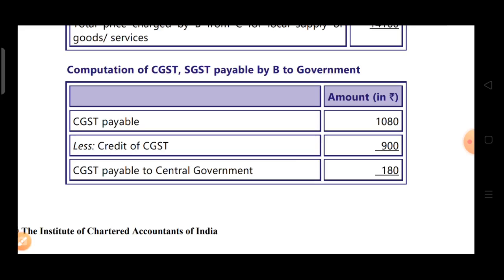Now 180, we don't have any. After setting off this 900 CGST credit, we just have SGST credit of 900, and we all know that SGST credit cannot be utilized to set off CGST payable. So net tax comes to 180, that is the CGST payable to the central government.